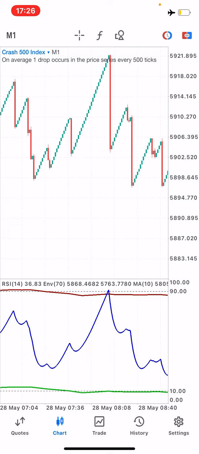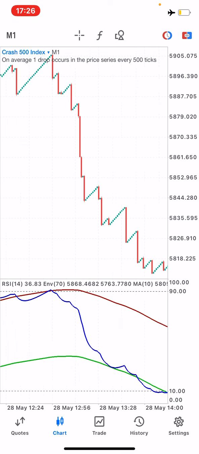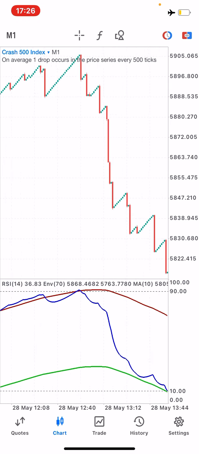Okay, so the strategy is pretty much simple. There are going to be two confirmations that you're going to need. I'll start off with this example, right? We are on Crash 500 and we want to catch spikes.